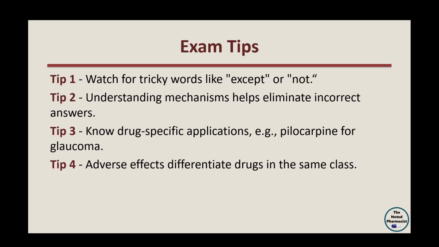Further tips for revision. As a form of recap, take note of the following 4 tips to help you tackle similar questions effectively. The first tip is that words like except or not often indicate a tricky phrasing. Read the question carefully to avoid mistakes. The second tip is that understanding the mechanisms of action helps eliminate incorrect options quickly. The third tip is that knowing drug-specific uses, such as pilocarpine for glaucoma, is critical for answering application-based questions. The fourth tip is that adverse effects often differentiate between drugs within the same class, so focus on learning these distinctions. That wraps up our revision on parasympathomimetics.